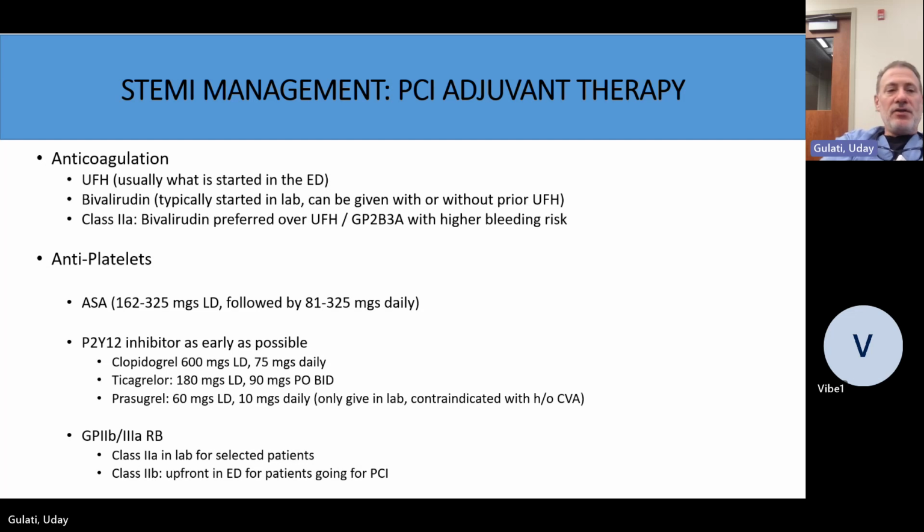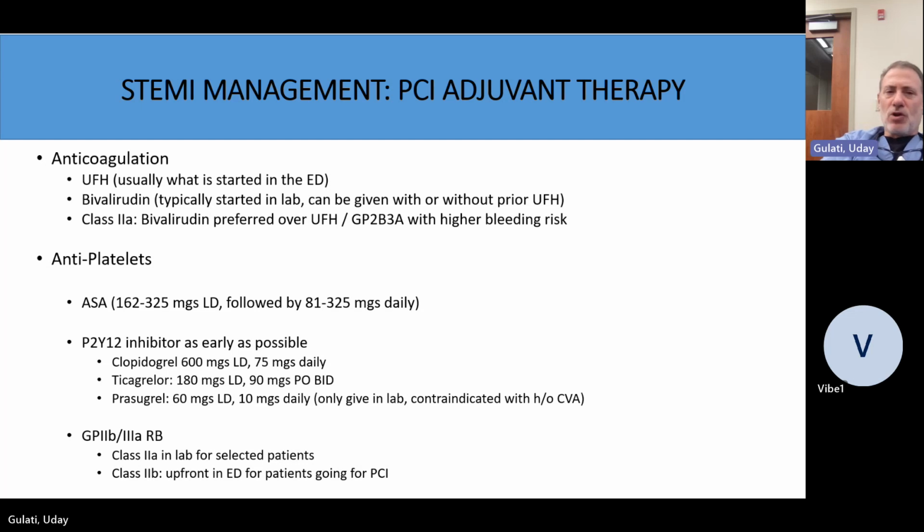In terms of antiplatelet therapy, obviously everyone gets aspirin, and then everyone gets one of the three P2Y12 inhibitors. Clopidogrel is a 600 milligram load and then 75 milligrams daily. Ticagrelor, which is Brilinta, is a 180 milligram load and then 90 BID. And prasugrel is a 60 milligram load, and then about 10 milligrams daily. The deal is ticagrelor and prasugrel are both a little better at preventing ischemic events, but they're also associated with a slightly higher bleeding risk.